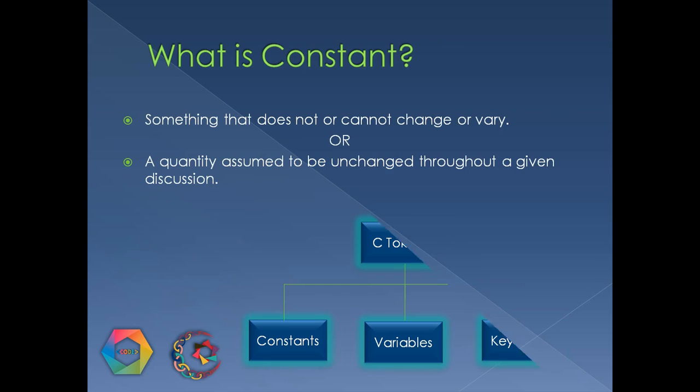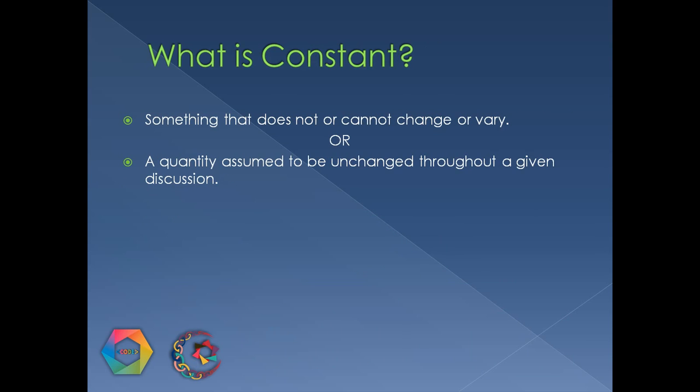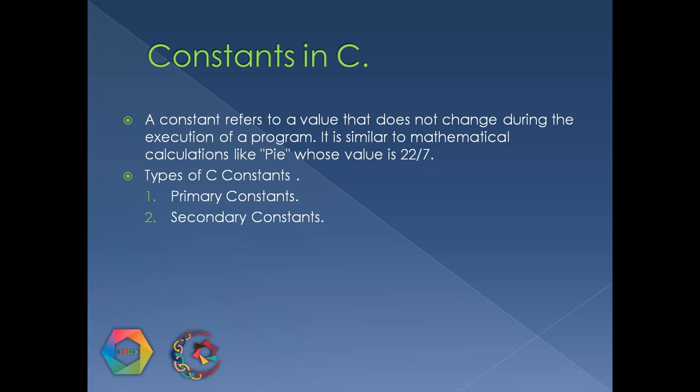So number first, constants. What is meant by constant? Well, constant is something that does not or cannot change or vary. One can say that a quantity assumed to be unchanged throughout a given discussion is known as constant. Now, what are constants in C language? A constant refers to a value that does not change during the execution of a program. Now let's understand this line first. It says that once you define a constant in your program, then you cannot change it. All right, when your program is running, you cannot change it.